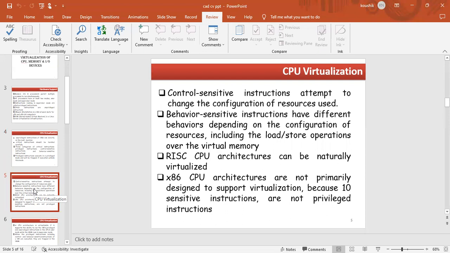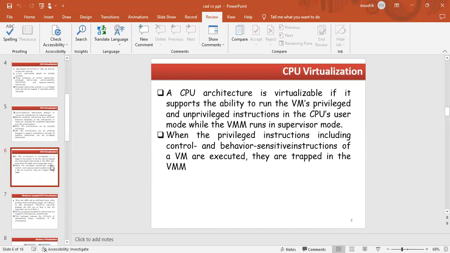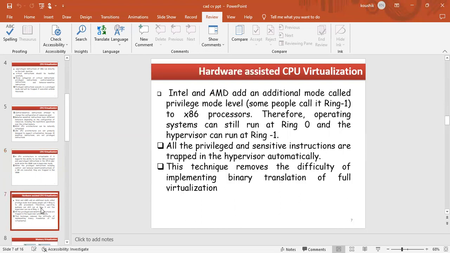RISC CPU architectures can be naturally virtualized. x86 CPU architectures are not primarily designed to support virtualization because 10 sensitive instructions are not privileged instructions. A CPU architecture is virtualizable if it supports the ability to run the VM's privileged and unprivileged instructions in the CPU user mode while the VMM runs in supervisor mode. When the privileged instructions, including control and behavior-sensitive instructions of the VM, are executed, they are trapped in the VMM.